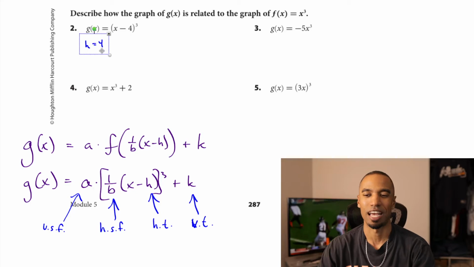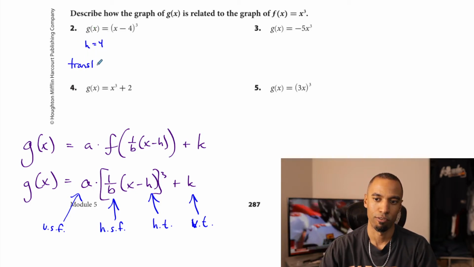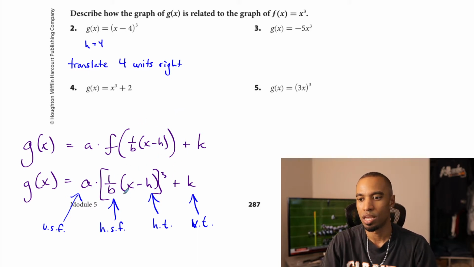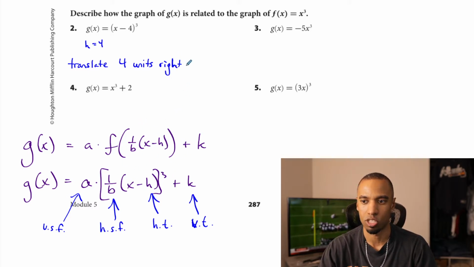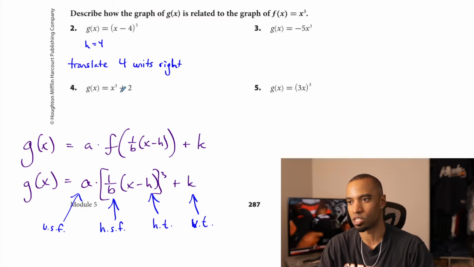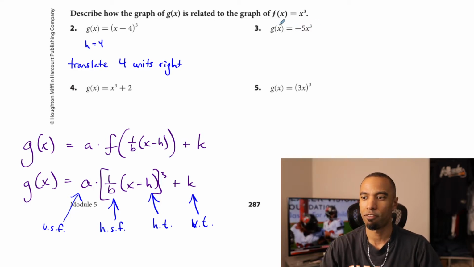Woohoo, H is 4. That's where H is 4. And we get to say, translate 4 units to the right. Now again, if you're confused by this, it's very likely that you didn't use these formulas from before, at least specifically this one right here. You got to check out my other video for that, or look at some instruction stuff for that to help you best. Okay. All right, g of x equals negative 5x cubed.